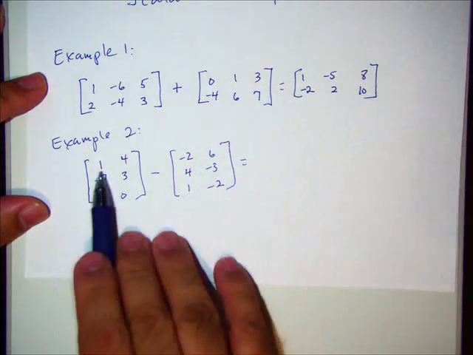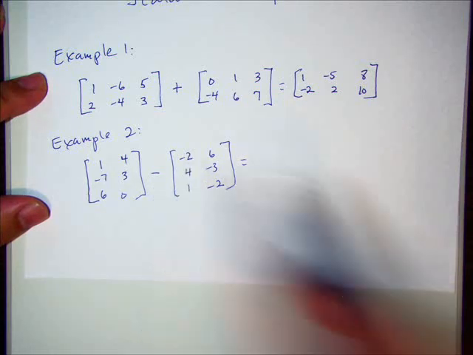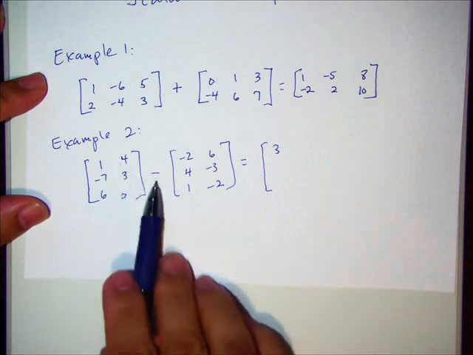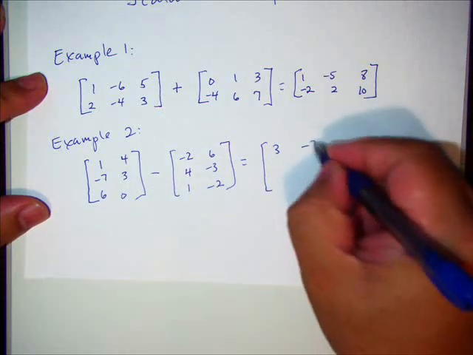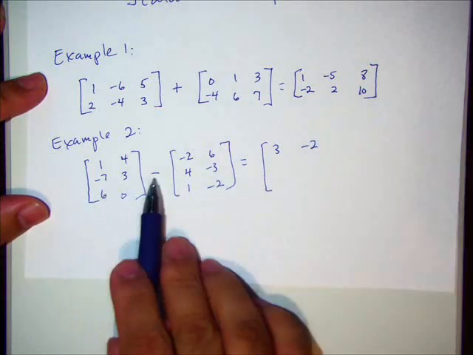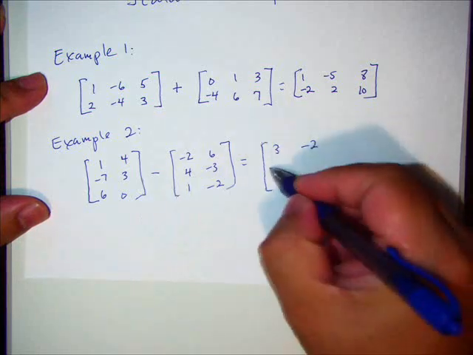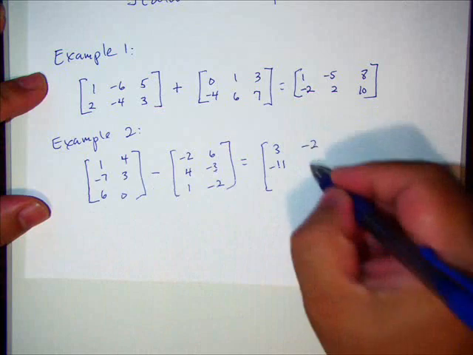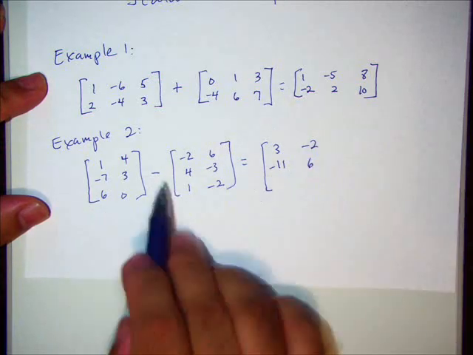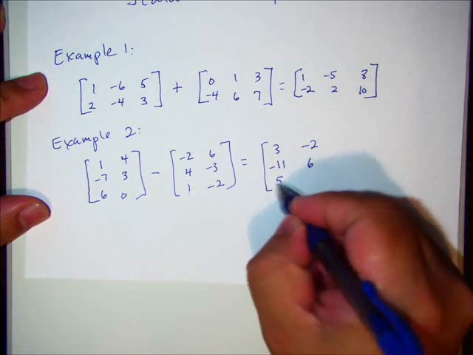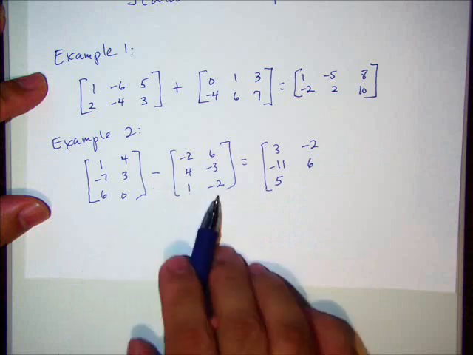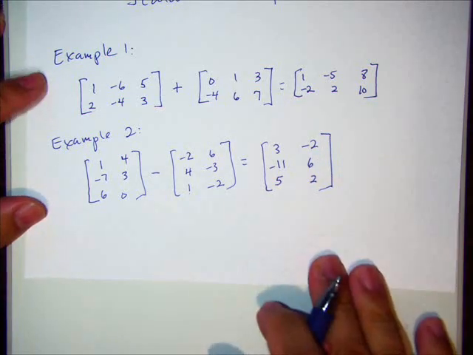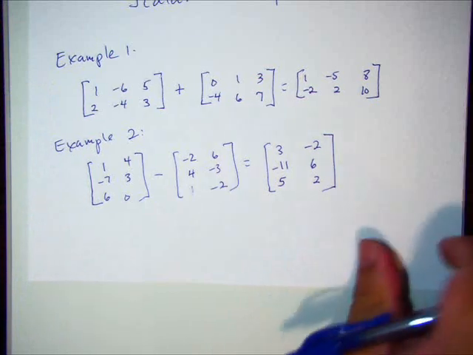Okay, so 1 minus negative 2 is going to give me 3. 4 minus 6 is going to give me negative 2. Negative 7 minus 4 gives me negative 11. 3 minus negative 3 is 6. 6 minus 1, 5. 0 minus negative 2, positive 2. Easy peasy, lemon squeezy.